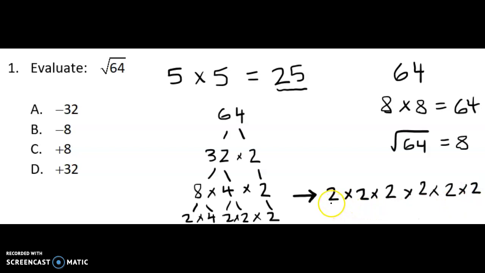So what we get is 3 2's here and 3 2's here. Now 2 times 2 times 2 is 8. So we have 8 times 8 equals 64. So our answer here would be C.